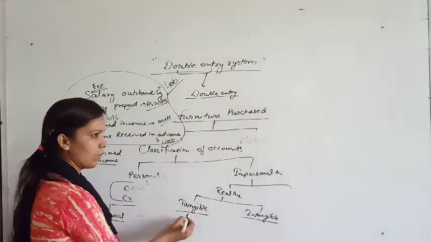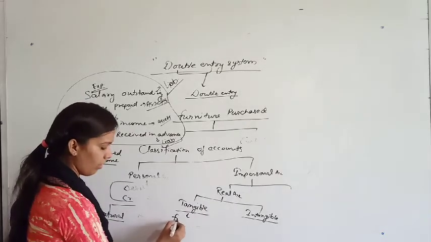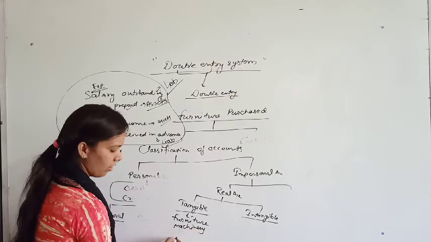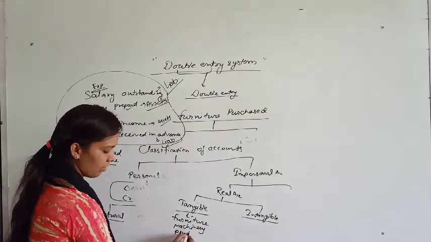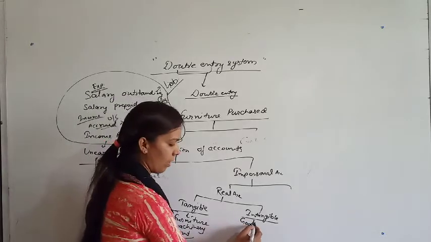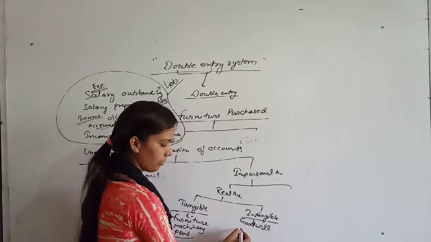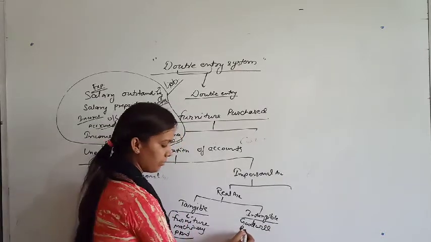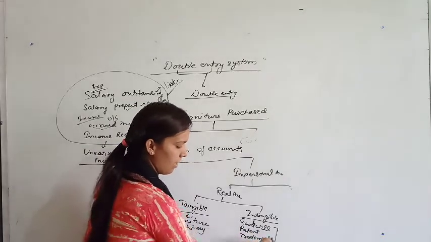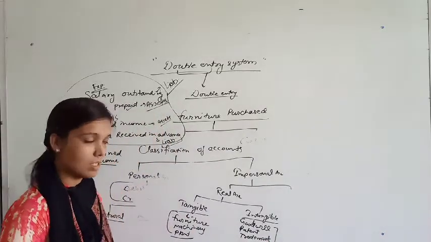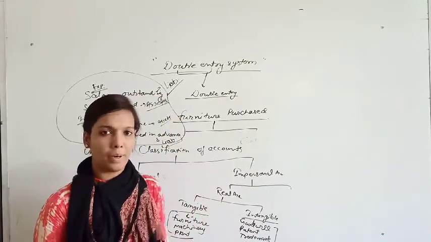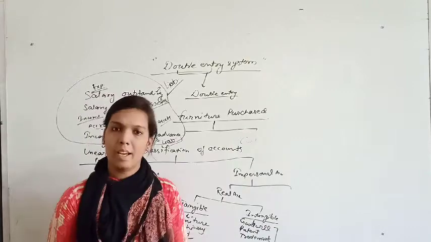Like tangible assets you can include furniture, machinery, plant. These assets are termed as tangible assets, but intangible assets will include like goodwill, patent, trademark. These are intangible assets because they have existence in the business, but they cannot be seen or they cannot be touched in the business. They have value, but they cannot be touched. So these will be termed as intangible assets.